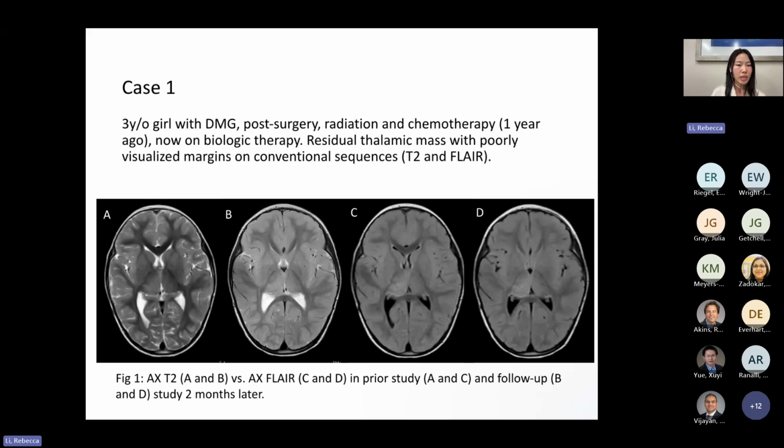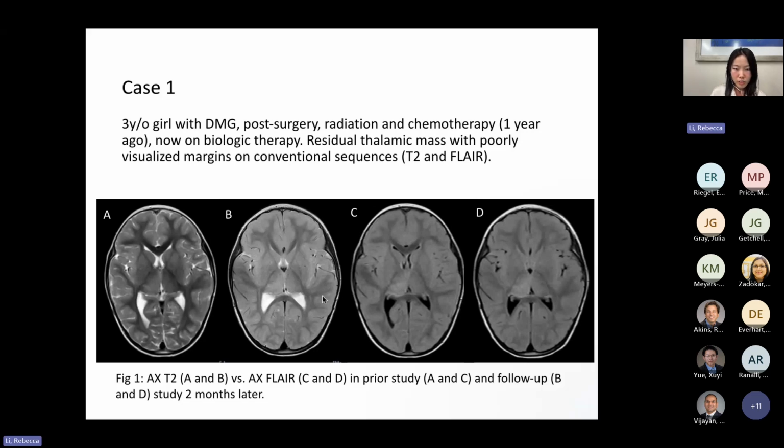This scan was obtained after surgery, radiation, and chemotherapy from 1 year ago, and at the time she was on a biologic maintenance therapy. The tumor had infiltrated through the cerebellar peduncles, and there was some residual mass seen here in this prior study, so A and C, as well as in a follow-up study, B and D. These are the conventional sequences, axial T2 and axial FLAIR images. And you can see that there's an area of hyperintensity in the right thalamus.